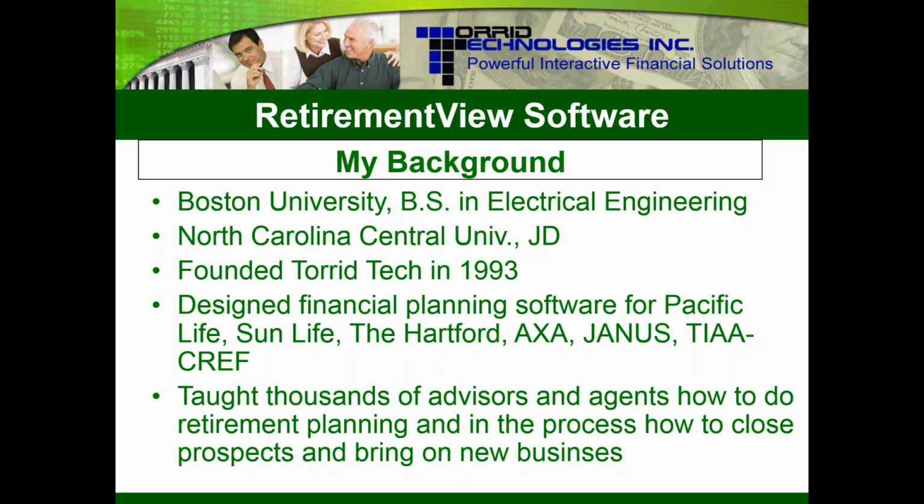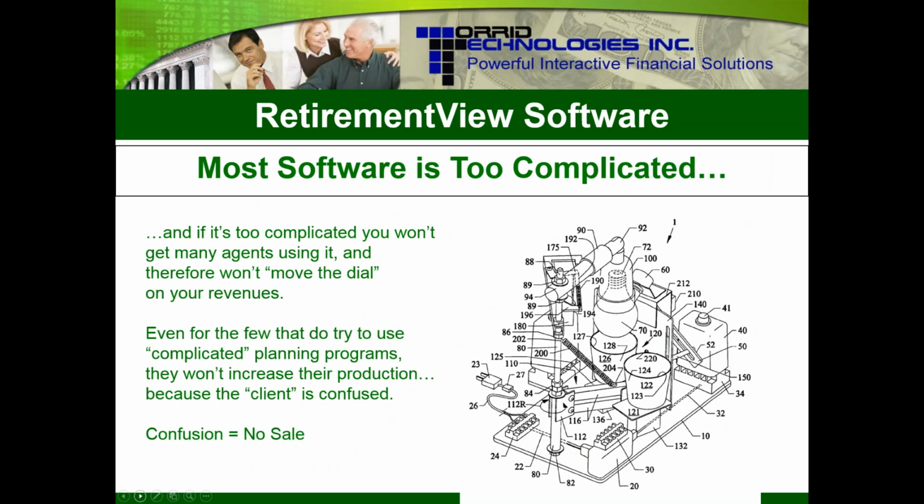So I've been doing it for over 20 years, and in that time I've designed financial planning software for big companies like Pacific Life, Sun Life, The Hartford, AXA, Janus, TIAA-CREF. There's some not listed here like Franklin Templeton, Century Insurance, a few more that come to mind. I've also taught thousands of advisors and agents how to do retirement planning using our software, and also, more importantly, how to close prospects and bring on new business. So we're going to talk about that.